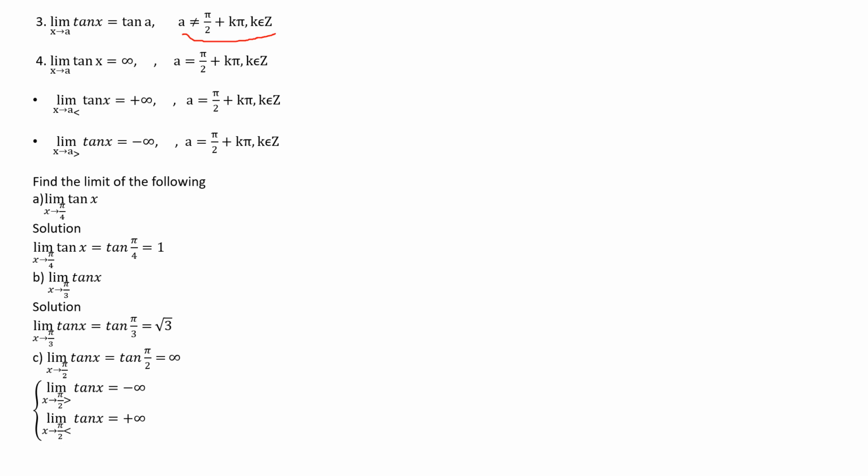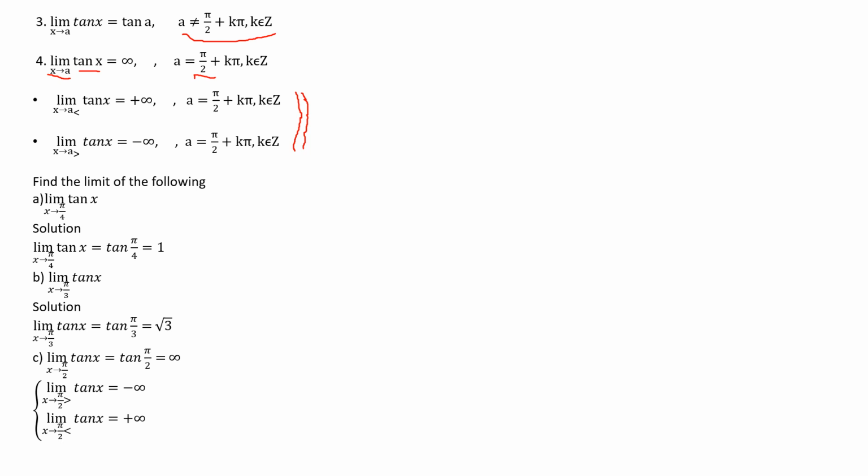Property number 4, we need to know now the nature of tan x as x is tending to a, where a is equal to pi over 2 or the other angles in the same quadrant as pi over 2, which is pi over 2 plus k pi. Here we'll study the nature of our limit.